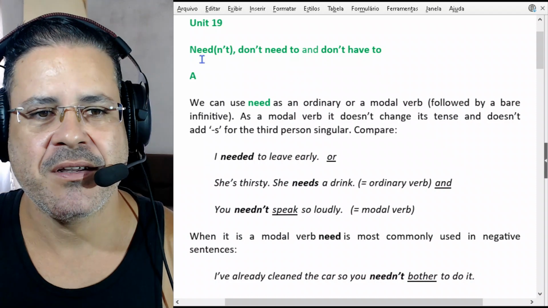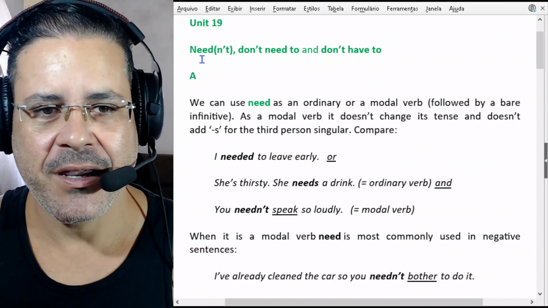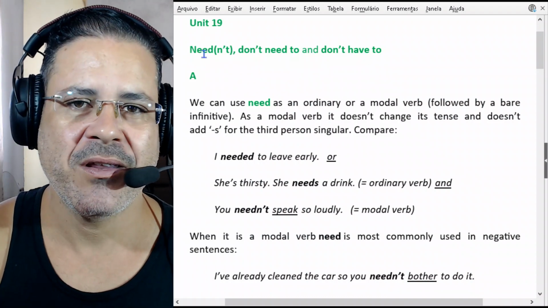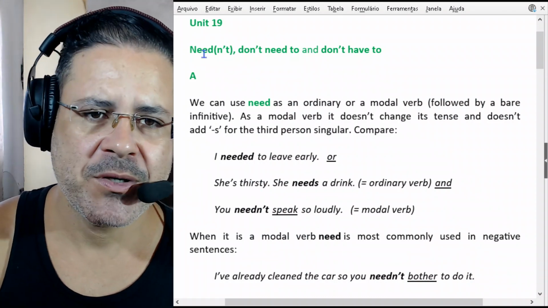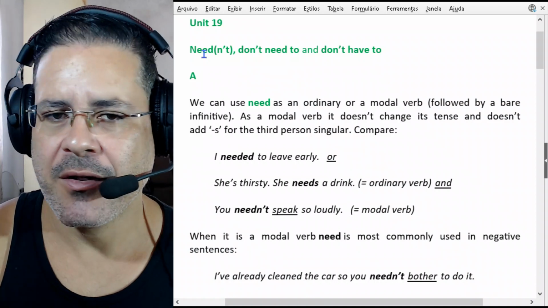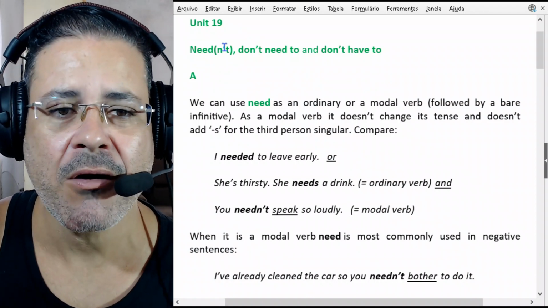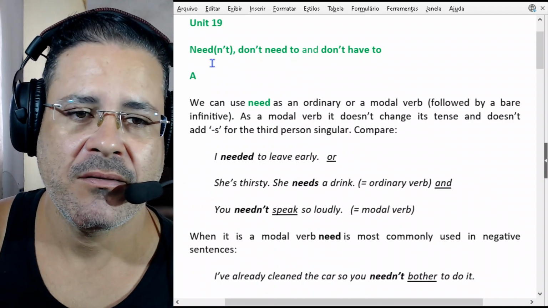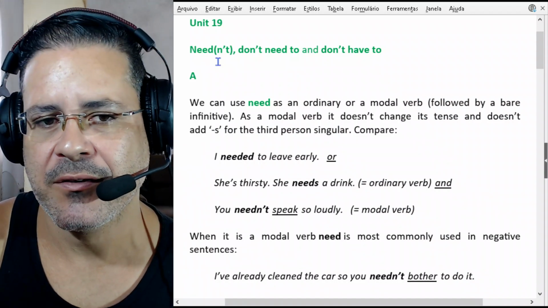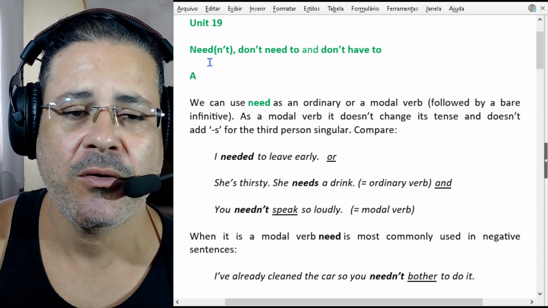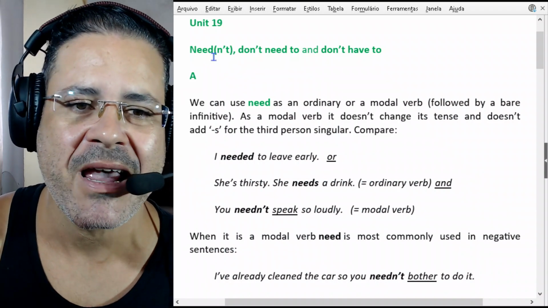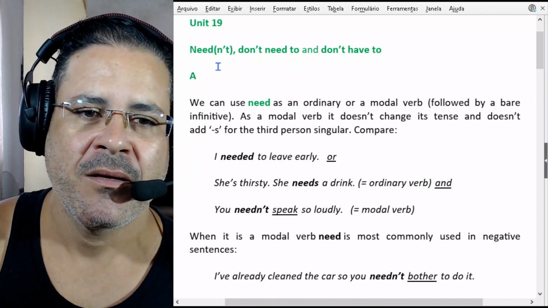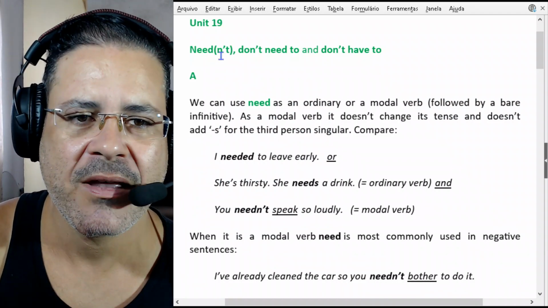So you might find it as need in its affirmative way, and you might find it with not, in its negative way. Nothing more. This is the only variation of the verb. We don't make any other variations. We don't add the s, we don't add the ed to put it in the past. It's a modal verb. You get the idea.